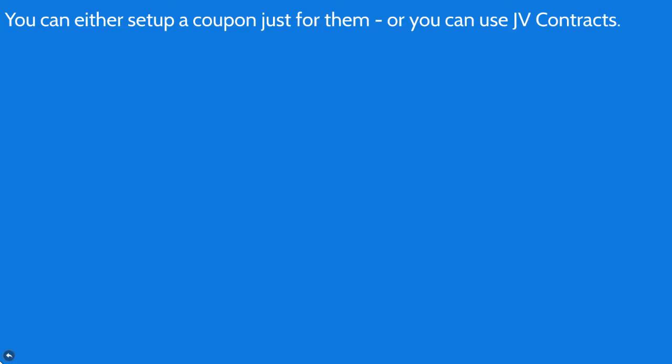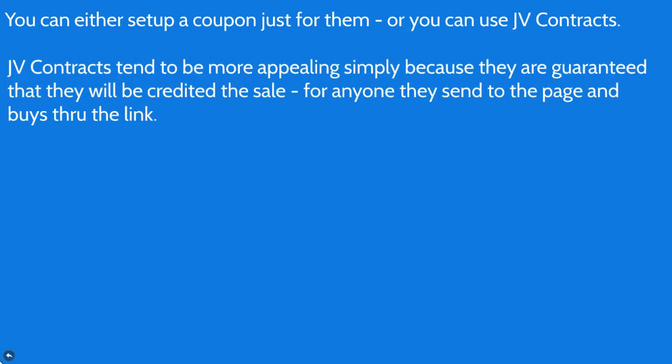So when you do this, you will need to set up a JV contract, and I'll show you how to do that, assuming that you know how to duplicate your funnel pages and all that. It's simply just duplicate them. The only thing that needs to change is you need to set up a JV contract to do that. So JV contracts tend to be a little bit more appealing, especially to big list owners, simply because they are guaranteed that they will be credited the sale for anyone they send to a page or buys through that link.